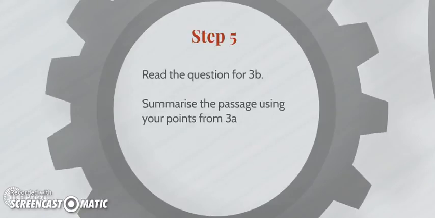Okay, step 5, just double check the question for 3B. It should be the same as 3A, but whereas 3A said to make notes, 3B should say to summarise the passage. So you're summarising the passage using your 15 points from 3A.